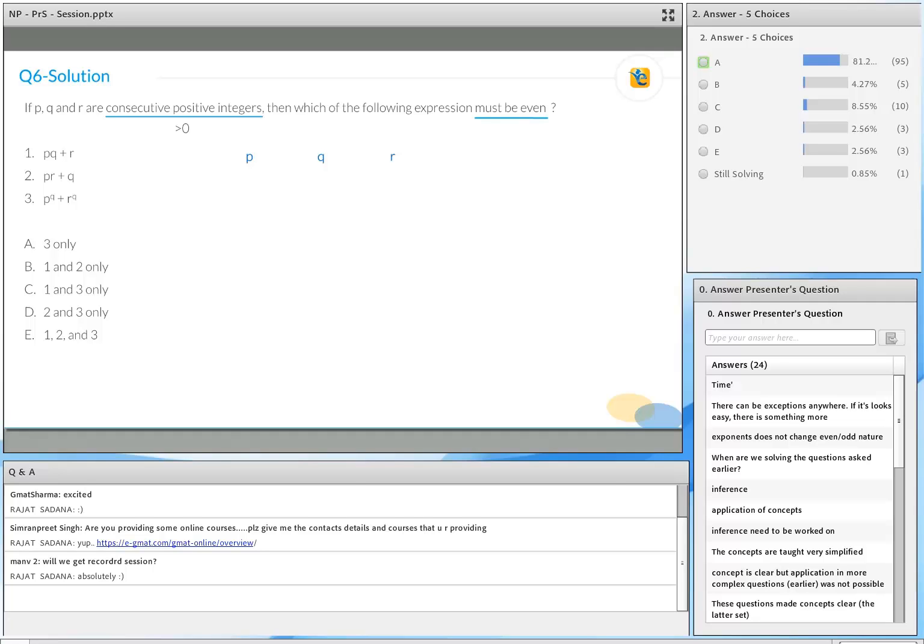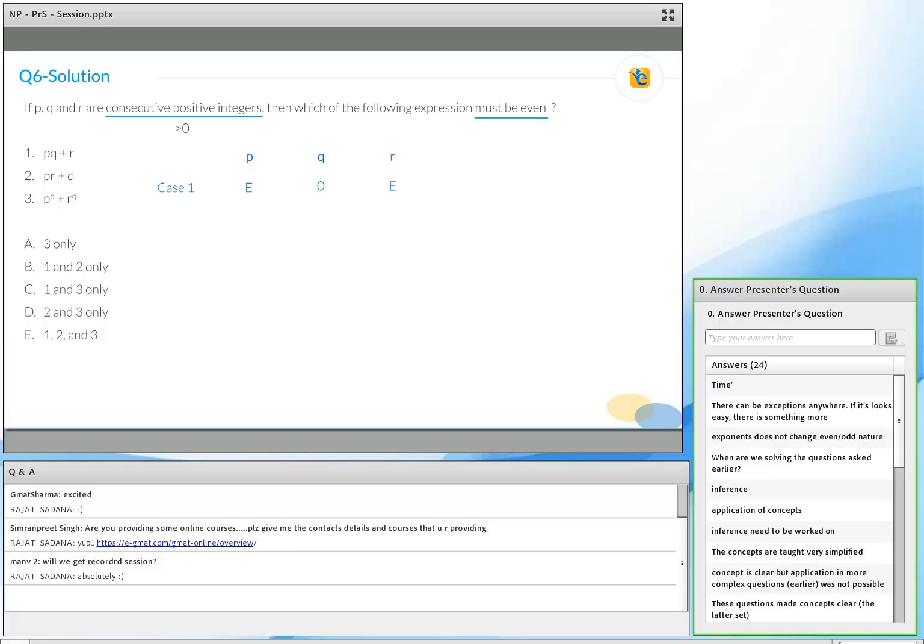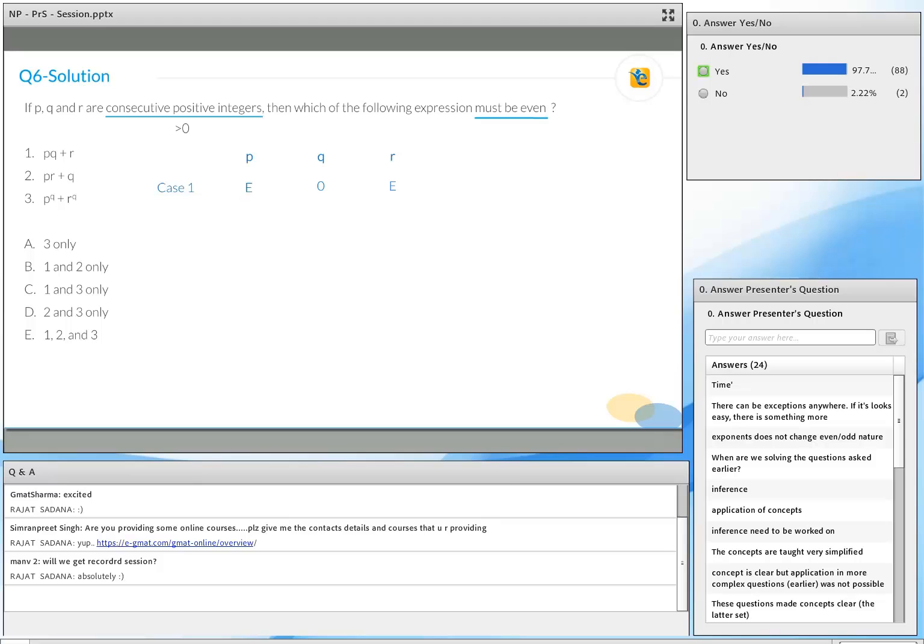So what we have to do over here is, because they are consecutive, there could be 2 cases. One could be that P is even, which means Q will be odd and then R would be even, right? And let me get a poll here to make sure that you're following along as I'm going through this step by step. Does this make sense?